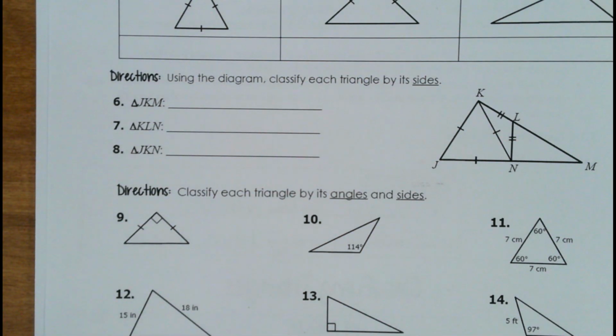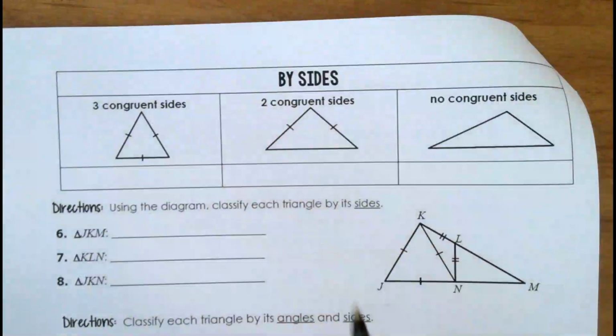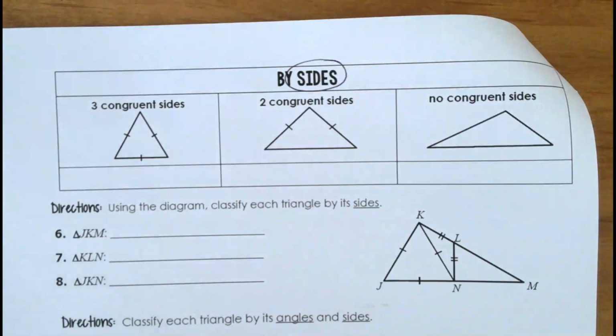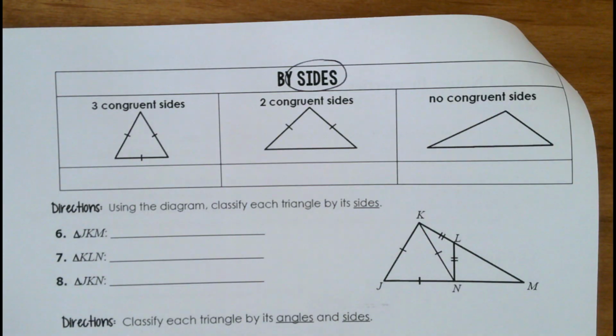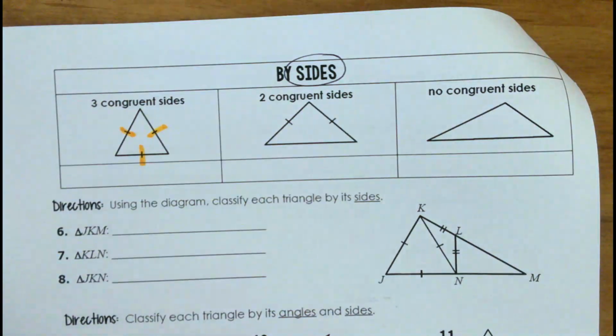Next, we're going to classify our triangles using sides. Now we're going to use the sides of the triangle. We don't care about the angles right now. We just care about the sides. So, I have a triangle that has 3 sides that are congruent. That means they're all the same.